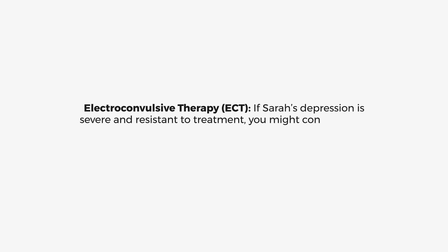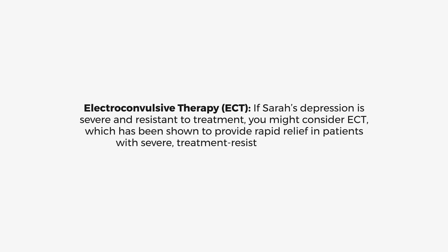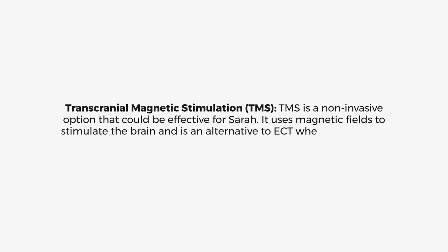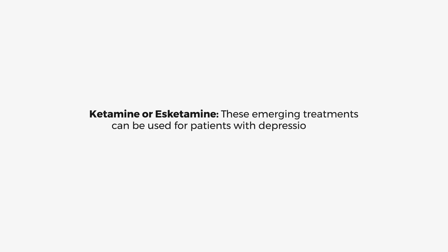Advanced treatment options. Electroconvulsive therapy, ECT. If Sarah's depression is severe and resistant to treatment, you might consider ECT, which has been shown to provide rapid relief in patients with severe, treatment-resistant depression. Transcranial magnetic stimulation, TMS. TMS is a non-invasive option that could be effective for Sarah. It uses magnetic fields to stimulate the brain and is an alternative to ECT when appropriate. Ketamine or esketamine. These emerging treatments can be used for patients with depression that hasn't responded to other treatments.